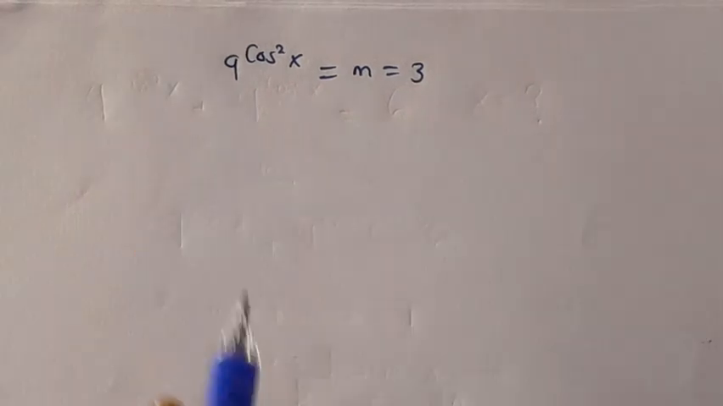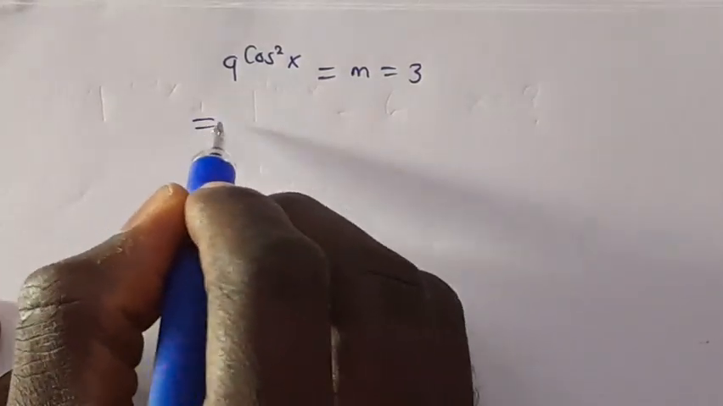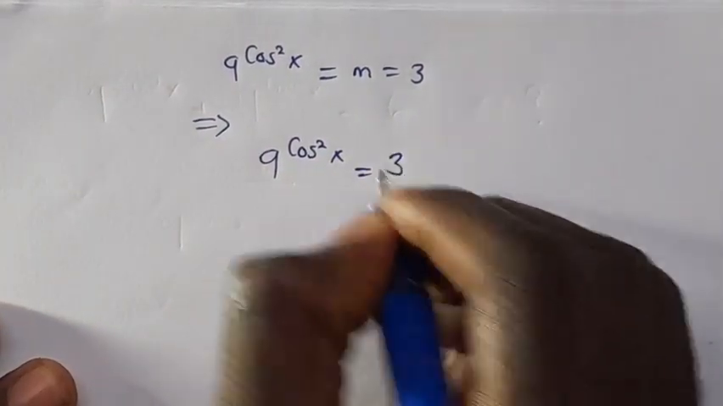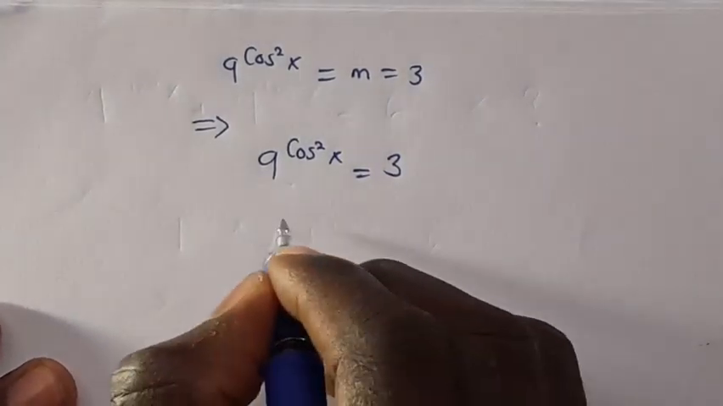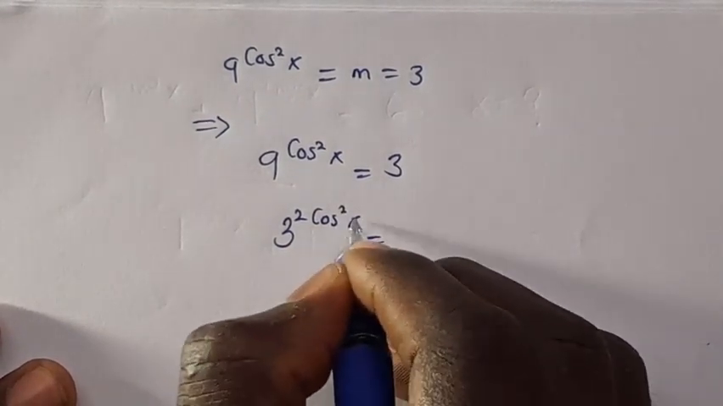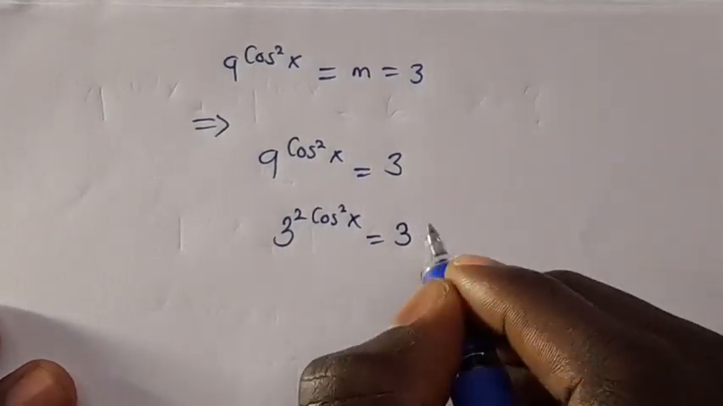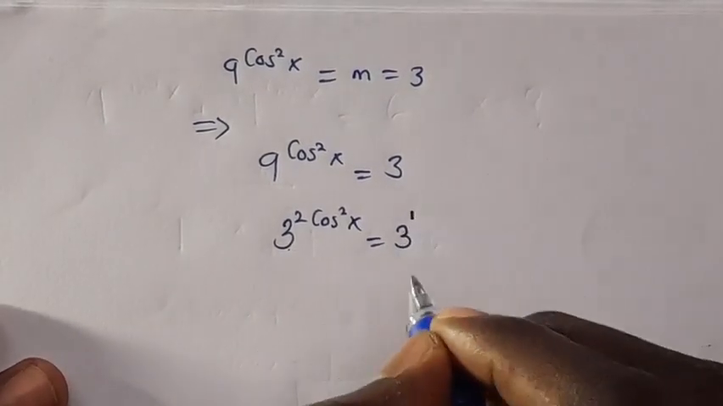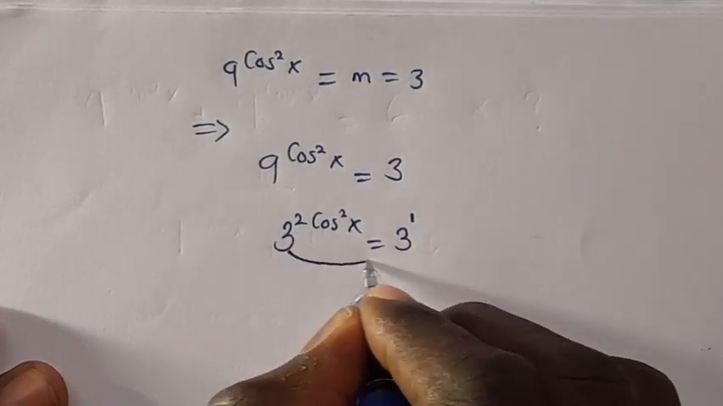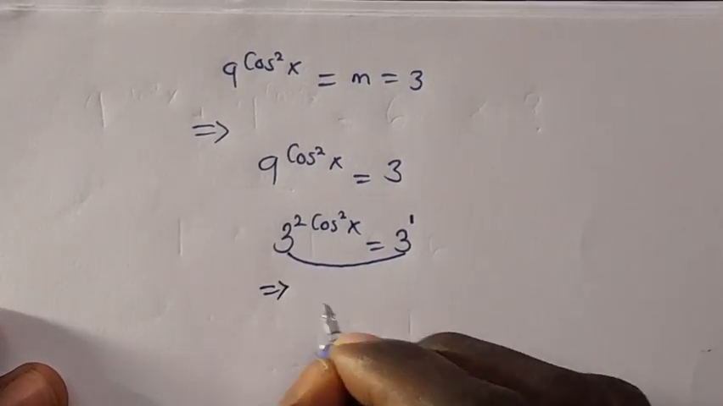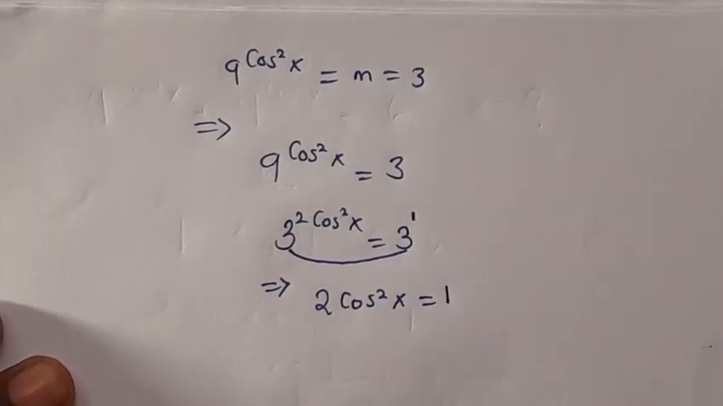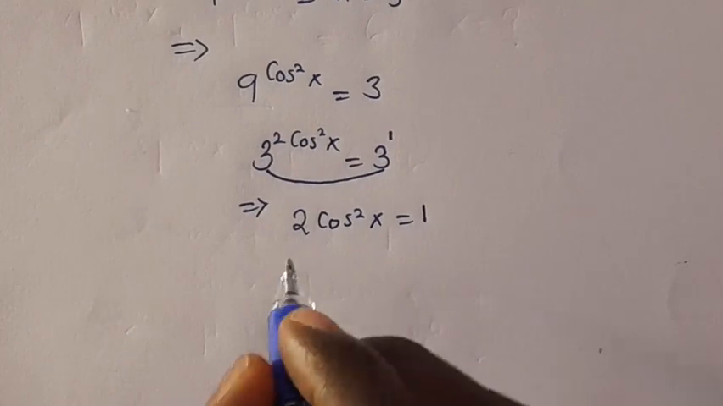So now we have this equal to this. From here, this implies that we have 9 raised to power cos square x equals 3. Now let us write 9 in base 3 as 3 raised to power 2 multiplied by cos square x equals 3. Mind you, they have the same base, and 3 can be raised to power 1, so we can equate their powers, which implies that we have 2 cos square x equals 1.